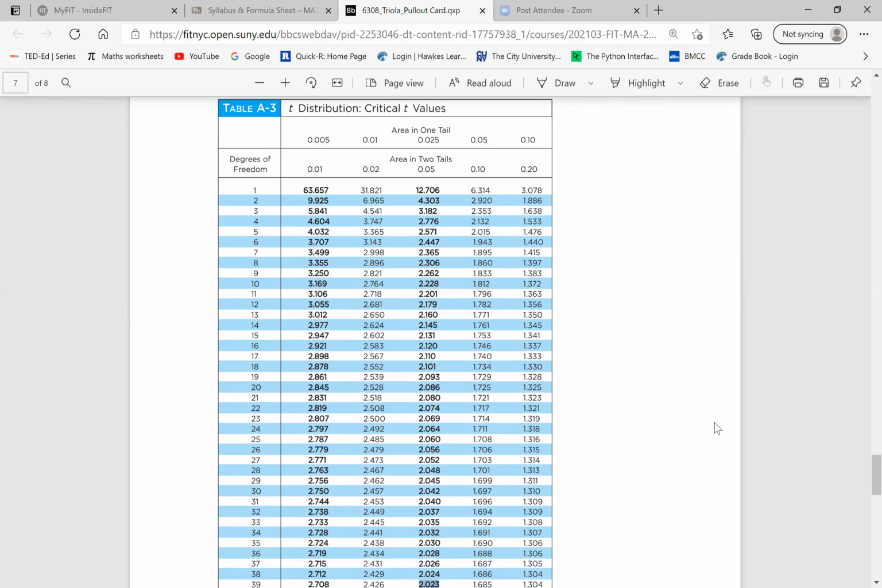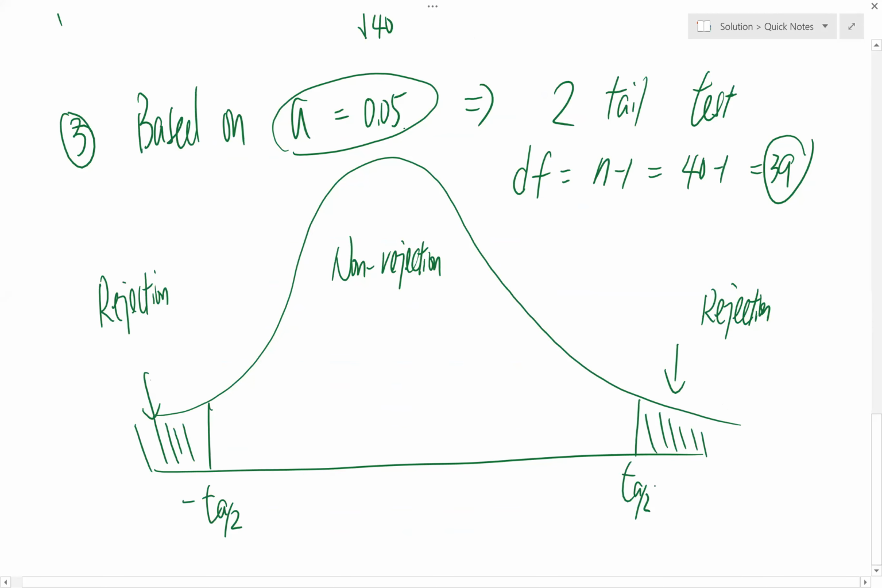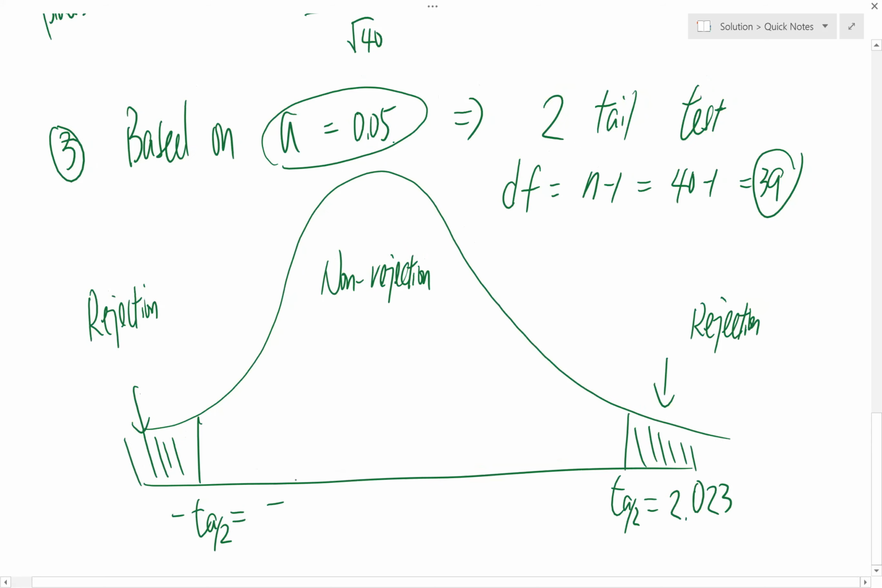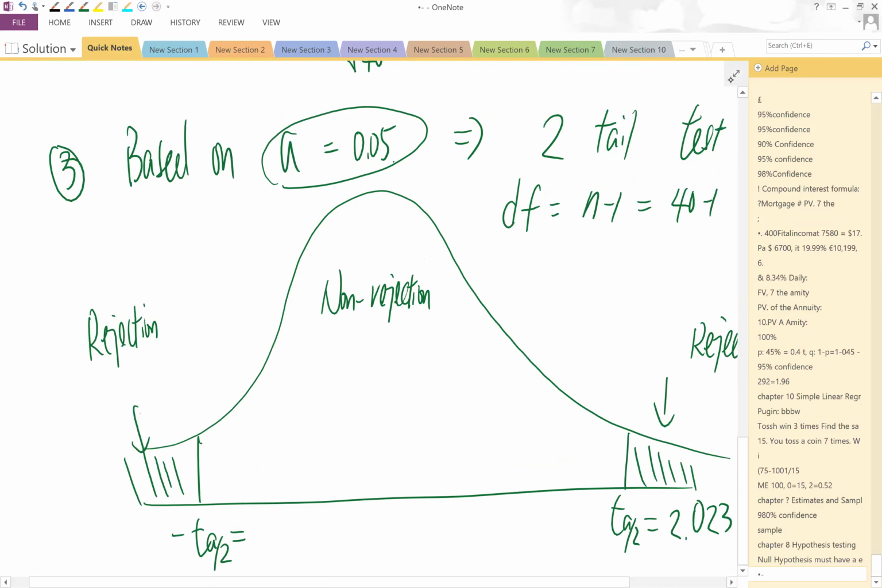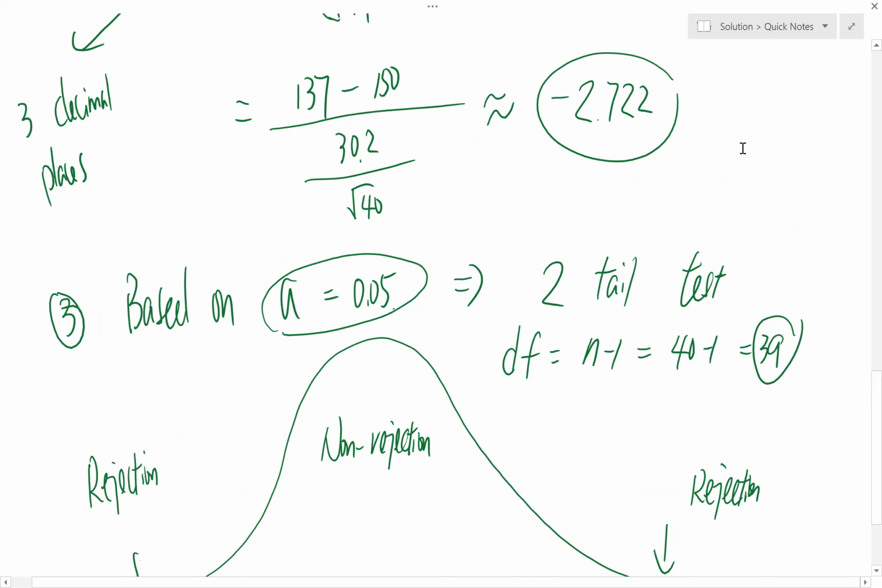The intercept is 2.023. From the table, you only get the positive one, right? Positive is the critical t-score, or t-value. The negative one is just the opposite because it's symmetrical with respect to center. So this critical t-score is 2.023 on the right tail. On the left tail it will be exactly the opposite, so the critical t-score on the left tail is negative 2.023.